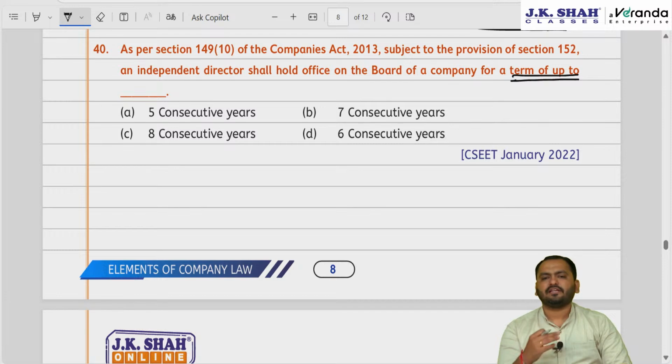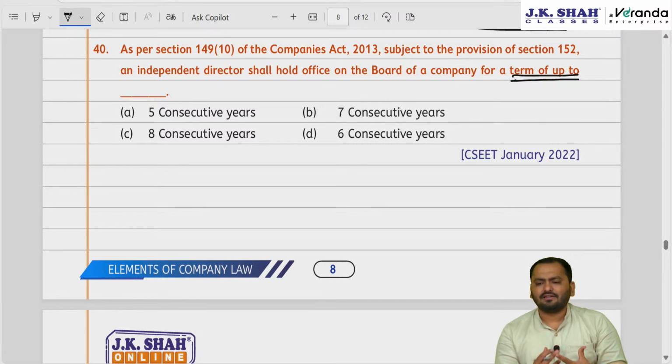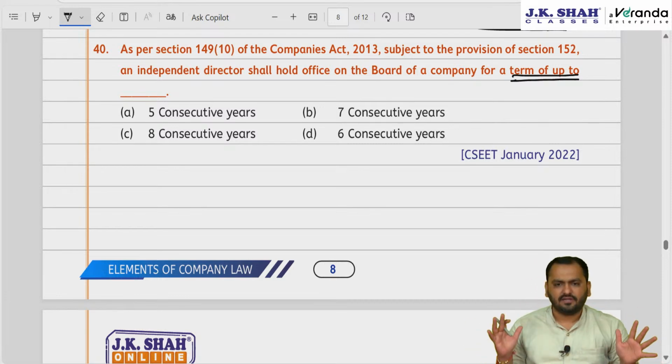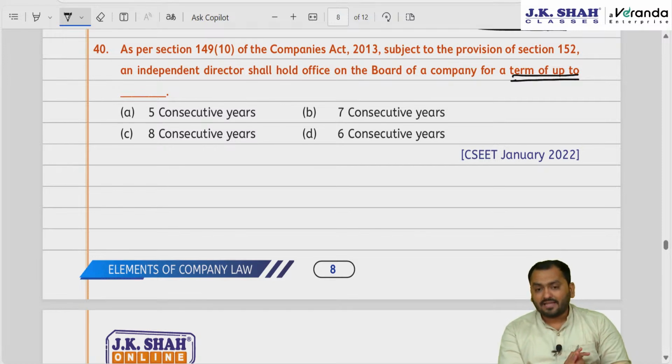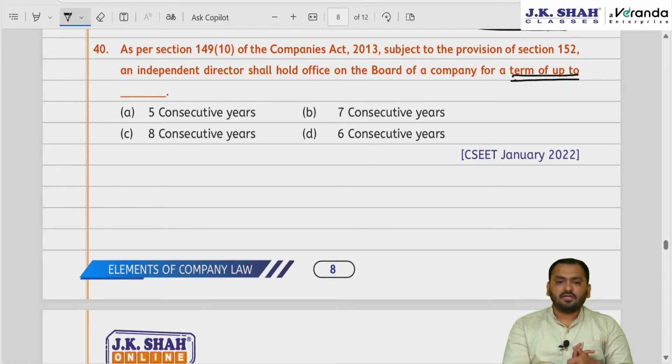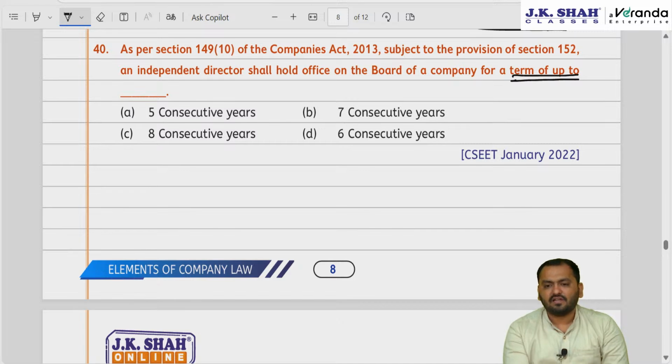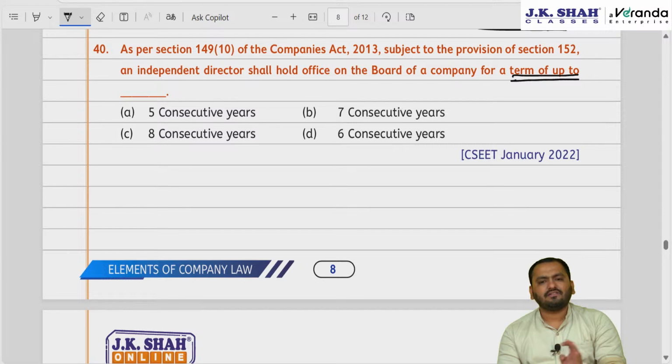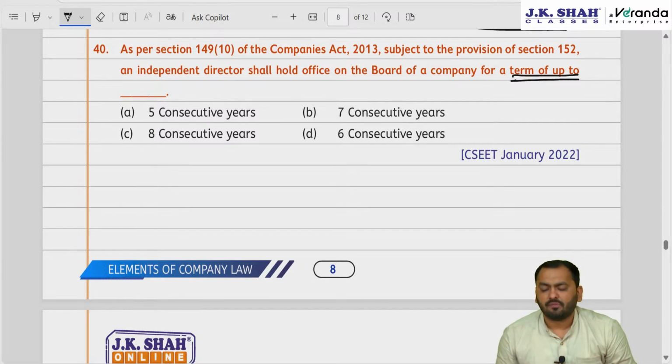So there are eligibility criteria, and it is not that he should not have any connection only. He may have connection, but that connection should be only up to the extent which is given in law, only up to the extent which is permitted by law. So basically there are eligibility criteria for becoming an independent director which are given in section 149, yes, section 149 subsection number 6.